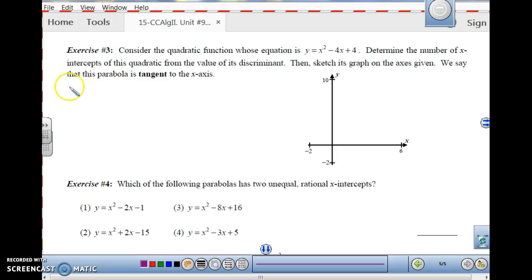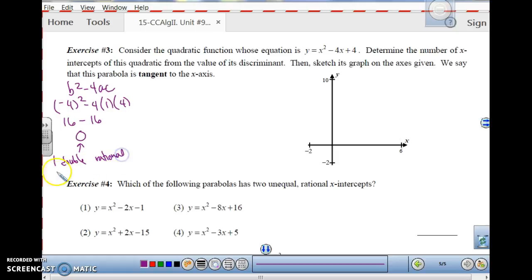All right, so let's start out with b squared minus 4ac. b in this case is going to be negative 4 squared minus 4 times a is 1 times c is 4. This is going to be 16 minus 16, which is 0. So if this is 0, that means you're going to have one double rational root. So that tells me how many times this is going to hit the x-axis. Well, it should only hit the x-axis once. It has one x-intercept.